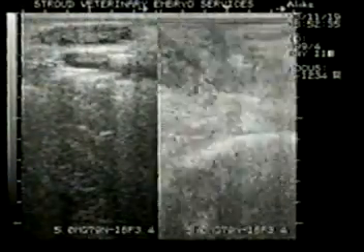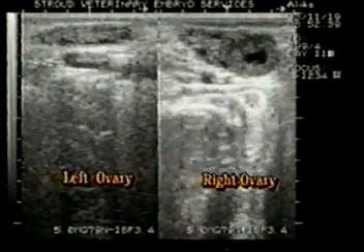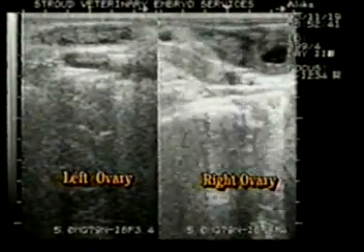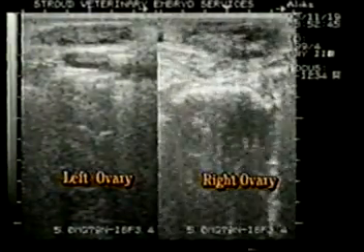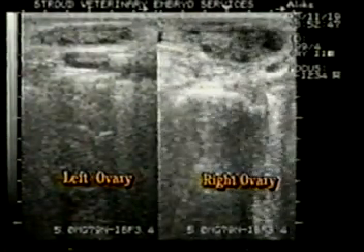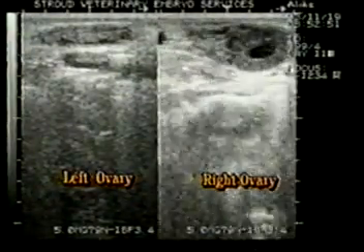This is another day 11 cow. Notice how small and flat the ovary is compared to the active right ovary. The left ovary is very inactive due to the lack of any observable follicles or luteal tissue. The right ovary has a nice fluid-filled CL and a few small follicles.